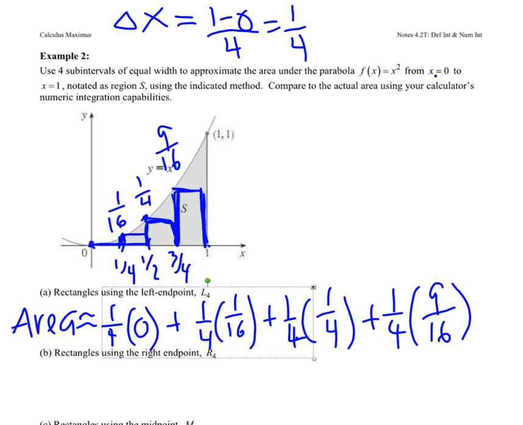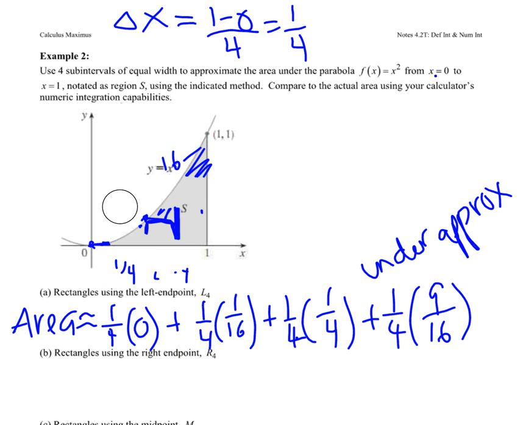Was it a good approximation? Define good. I don't know that, but I do know that it is an under approximation for the actual area. And I know that because I missed all of this stuff here. So now we're going to look at a different way and see how that changes things.